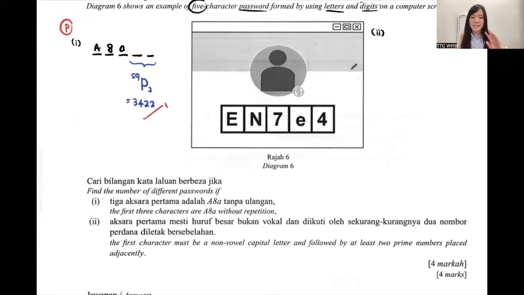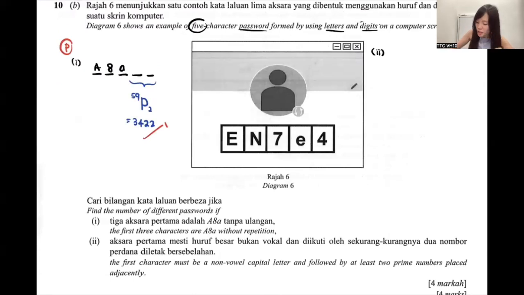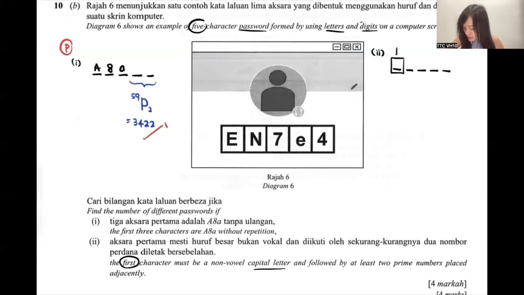Let me read for you guys. They say, the first character must be a non-vowel capital letters and follow at least 2 prime number placed adjacently. Okay. So again, 1, 2, 3, 4, 5. Still 5, okay? Then they say the first character, the first one, must be a non-vowel capital letter. So must be a capital letter. Capital letter, but must be non-vowels.